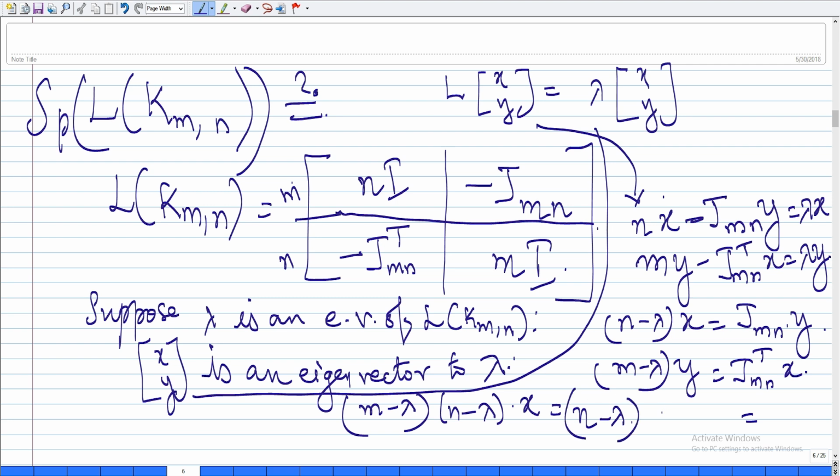So, n minus lambda times this would be nothing but J mn y, right, and this would be, yeah. So, now this is m minus lambda times J mn y, and now for m minus lambda times y, that would be nothing but J mn into J mn transpose x, right. So, we can see that this is the left hand side expression, and what is the right hand side? J mn into J mn transpose Laplacian of g, J mn into J mn transpose.